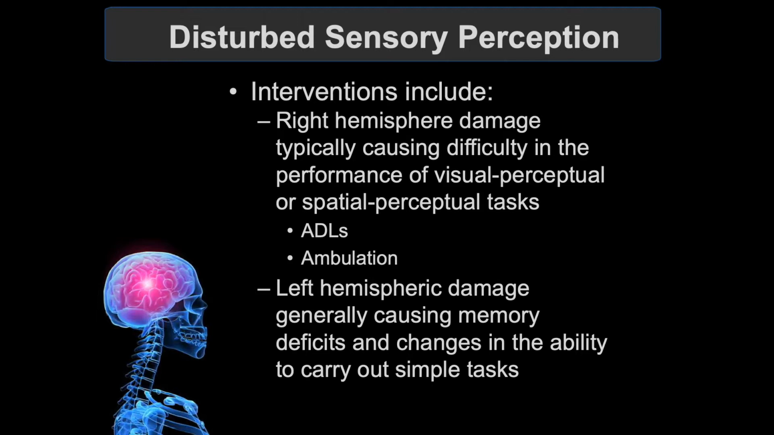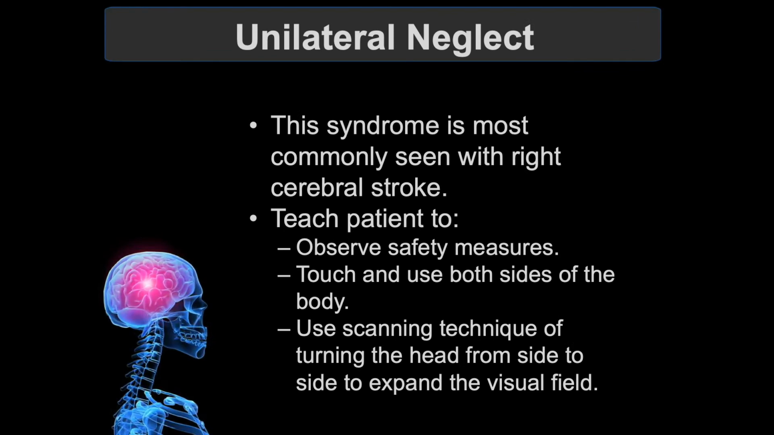Unilateral neglect is a syndrome most commonly seen with right cerebral stroke. In this case, the patient is unaware of all or portions of the affected side of their body. You should teach the patient to observe safety measures, touch and use both sides of their body, use the scanning technique of turning the head from side to side in order to expand the visual field.